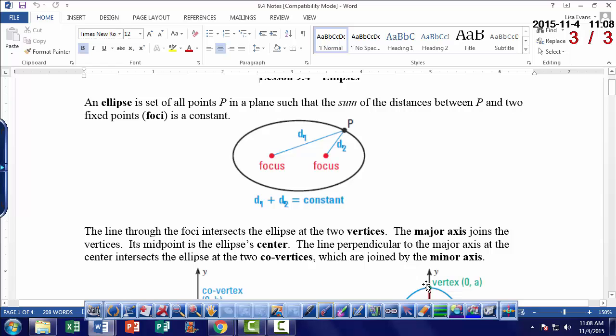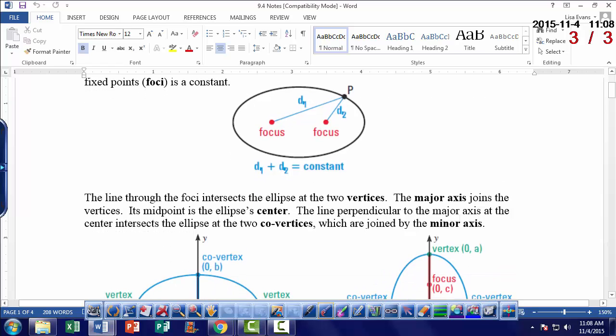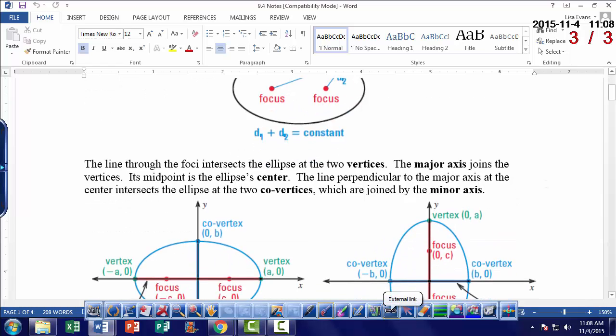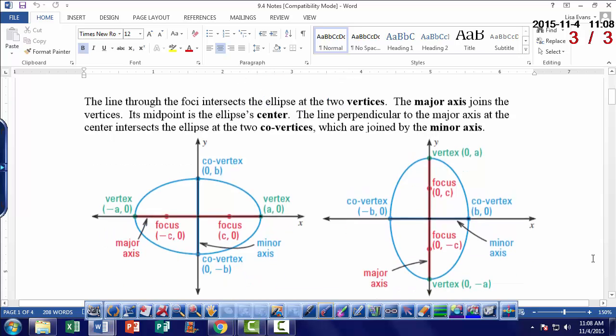A line through the foci intersects the ellipse at the two vertices. The major axis joins the vertices. Its midpoint is the ellipse's center. The line perpendicular to the major axis at the center intersects the ellipse at the two co-vertices, which are joined by what we call the minor axis.